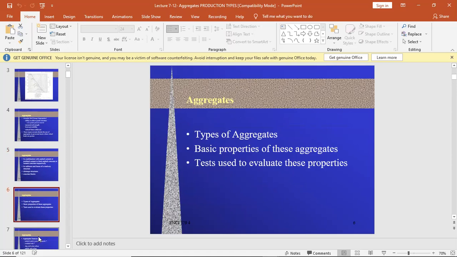Now let's go to the common types of aggregates. We will discuss these types, what the properties of the aggregates are, and the tests used to evaluate these properties. This is the general trend whenever you teach aggregates to students. We discuss these things at large, and along with them there are other things we will also discuss during this course of lectures.